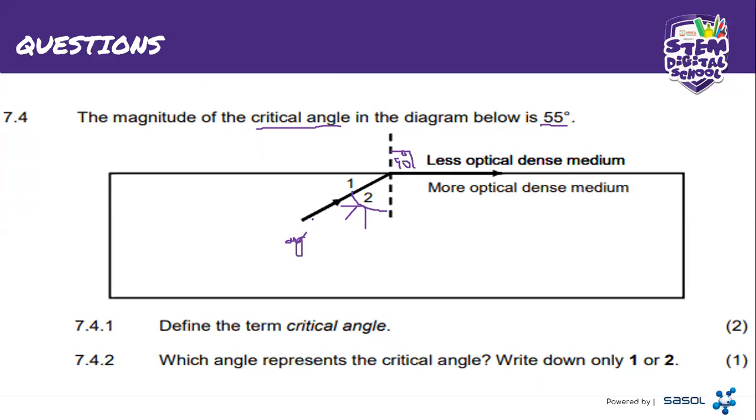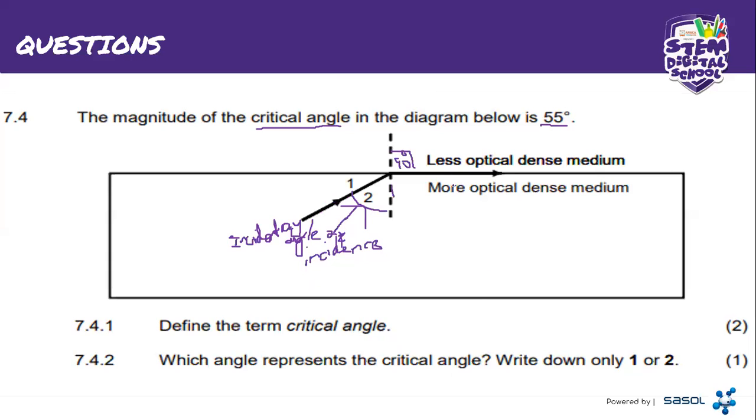It is the angle of incidence. And the question is, why is it the angle of incidence? Because it is the angle between the normal and the incident ray altogether. In other words, this is the incident ray, the ray of light, and angle number 2 is the angle of incidence.